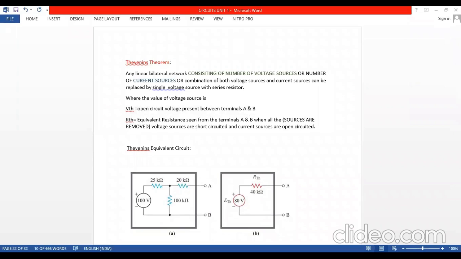Today I will share one more video of the second problem. You have to do this circuit and that circuit. That is enough.